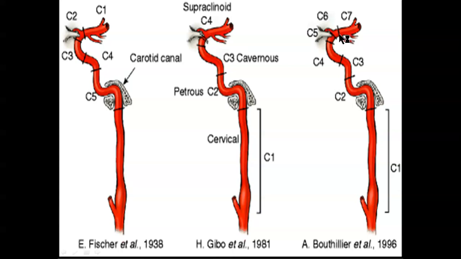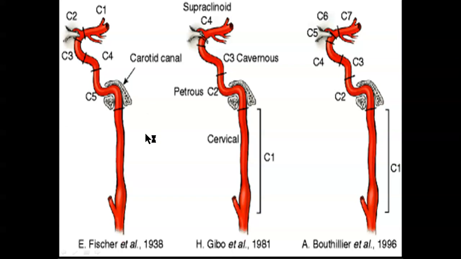Rest, what he did, he divided the supraclinoid area, which was here in the C4 in the Gibo classification. He further divided the supraclinoid area into two segments. One is your ophthalmic segment because of the origin of the ophthalmic artery over here, and this one the communicating segment because of the posterior communicating artery and your anterior choroidal artery over here.